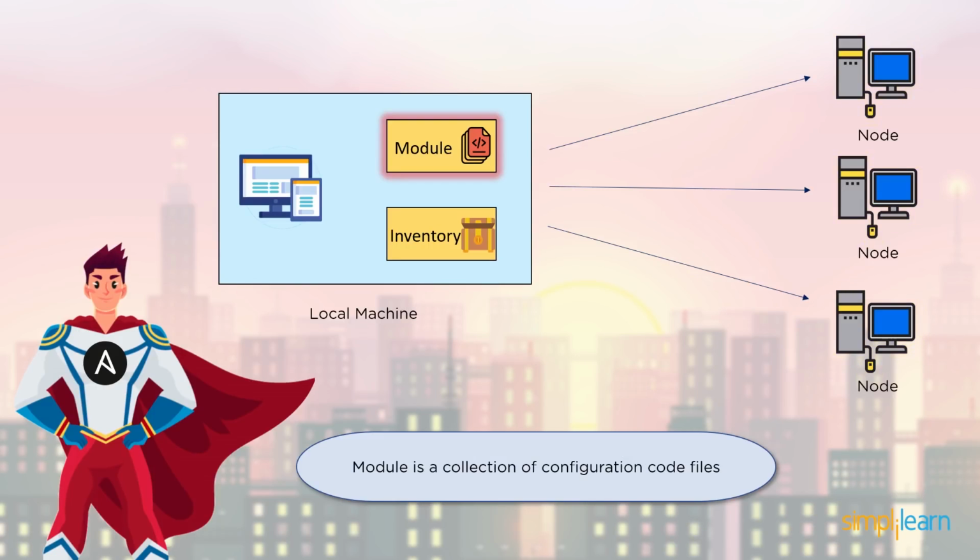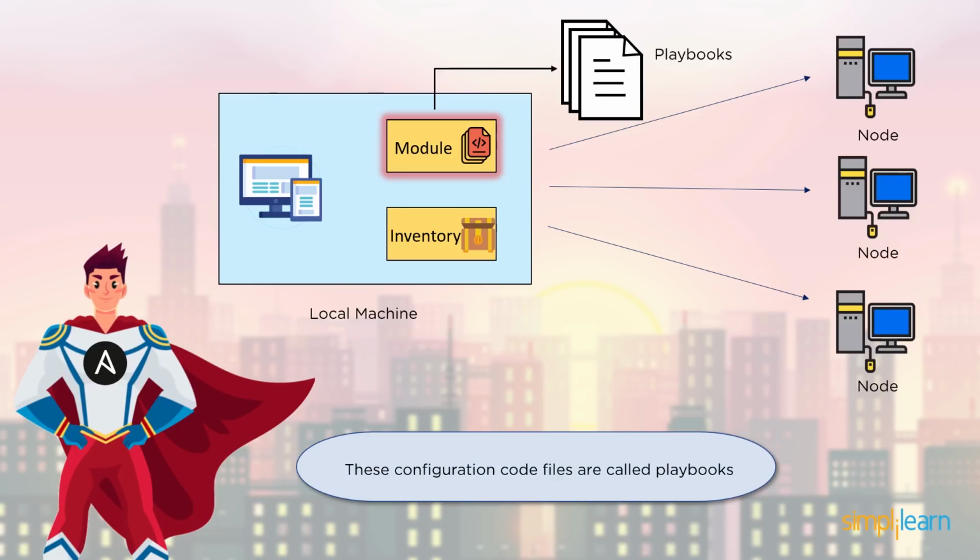At your local machine, you also have a module. A module is a collection of your configuration files. And in case of Ansible, these configuration files are called playbooks. Playbooks are written in YAML. YAML stands for YAML ain't a markup language. And it is honestly the easiest language to understand and learn since it's so close to English.